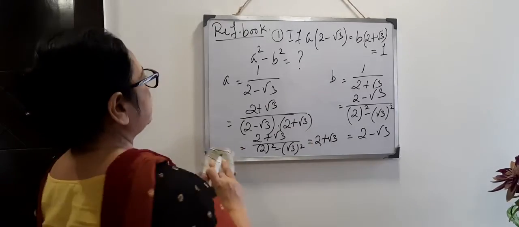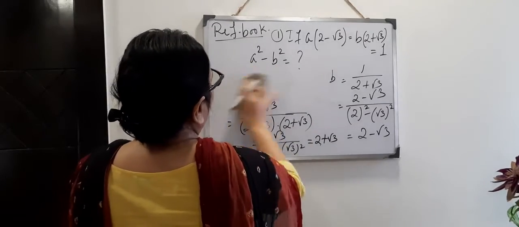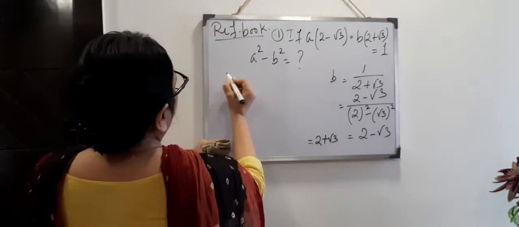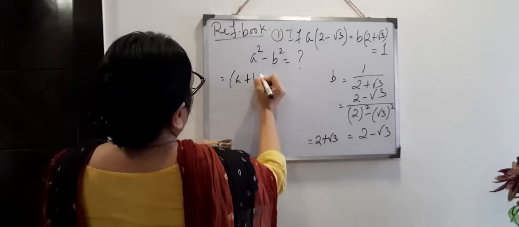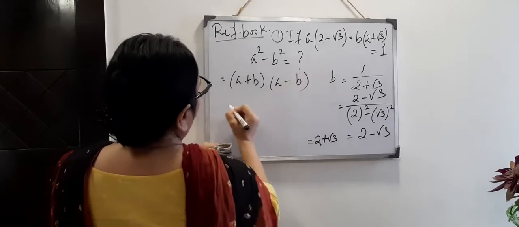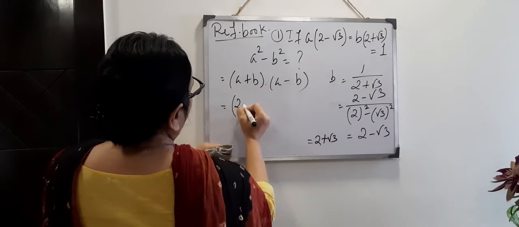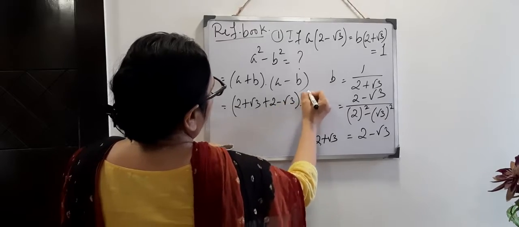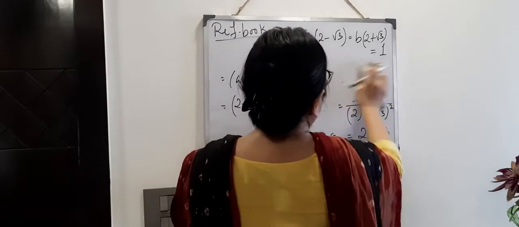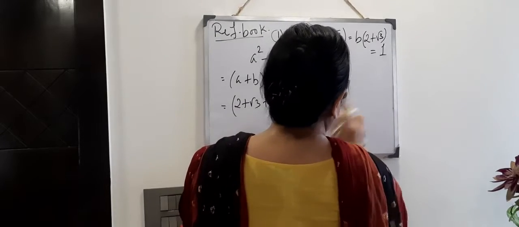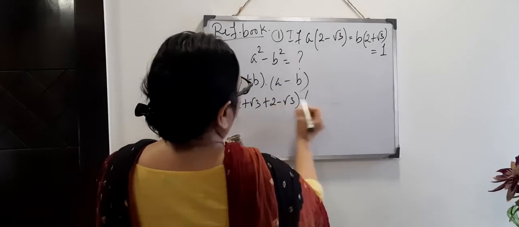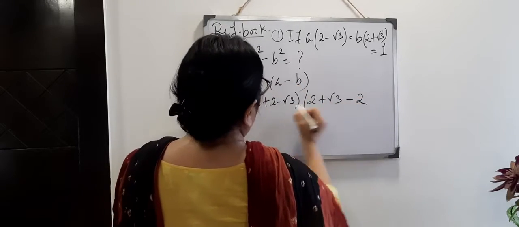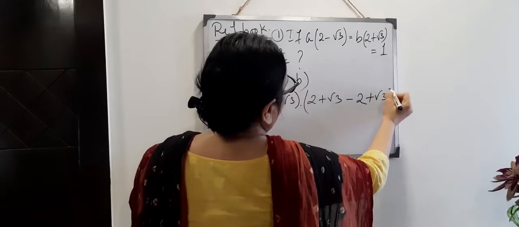Now what to calculate? A square minus B square. A square minus B square means A plus B into A minus B. My A is 2 plus root 3 and B is 2 minus root over 3. Similarly here also I put my A as 2 plus root 3. As there is a minus sign, it will become minus 2 plus root over 3.